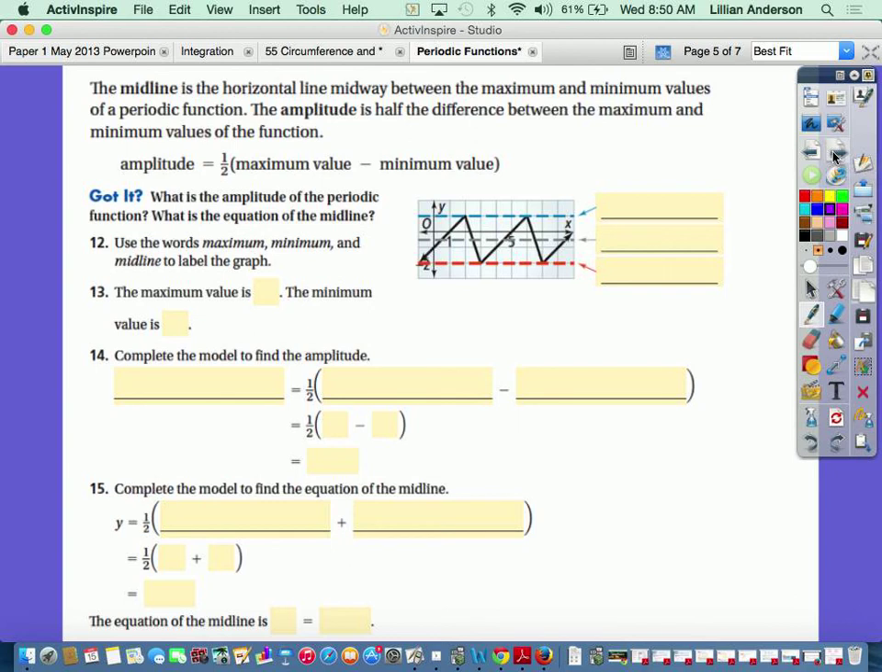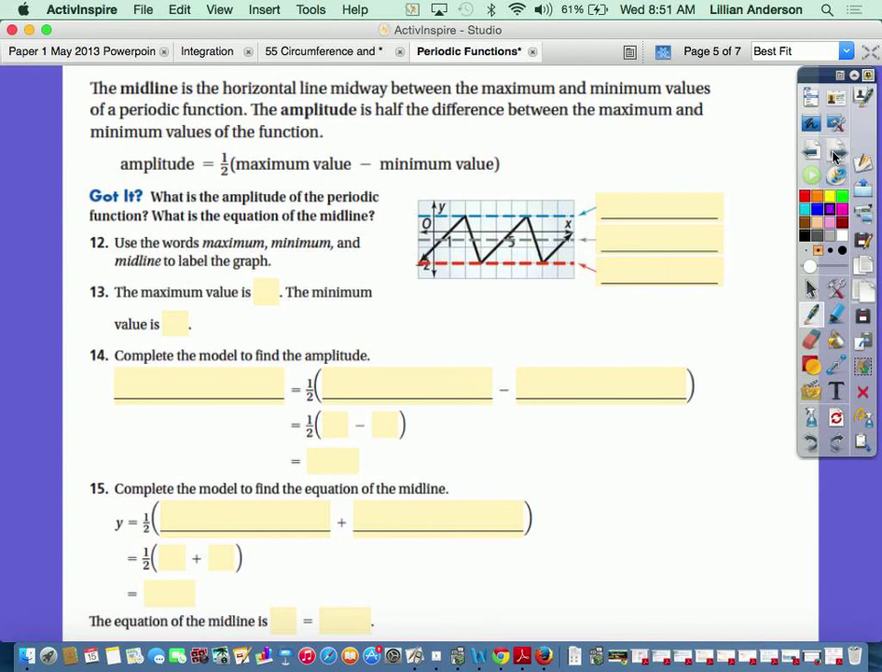Okay. You have something that's called the midline, which is the horizontal line midway between the maximum and the minimum values of a periodic function. And you have the amplitude, which is half the difference between the maximum and the minimum values. Okay? So if I wanted to explain it a little bit better, the midline basically cuts your curve smack through the middle.